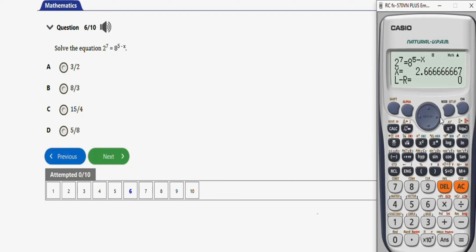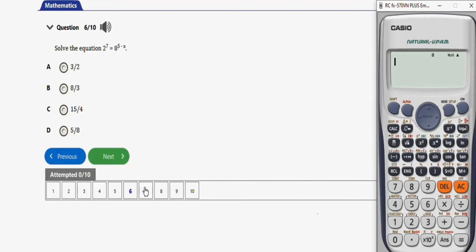So we have 2.66 in decimal. Let's break down the options. Looking at it, it has to be option B, 2.66. But let's verify. 8 divided by 3, put it in decimal, 2.6. So the right option is option B. That's it for this question.